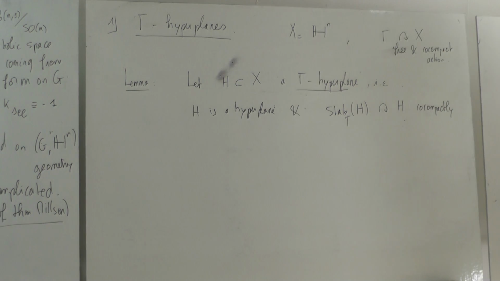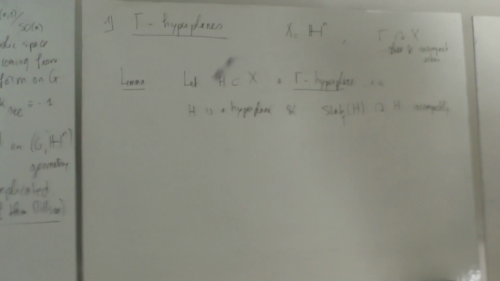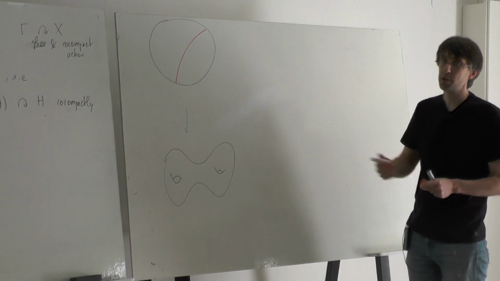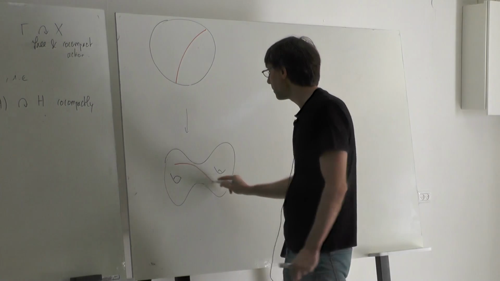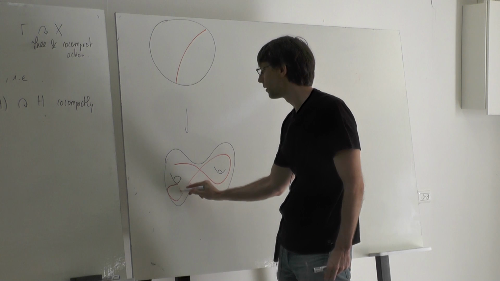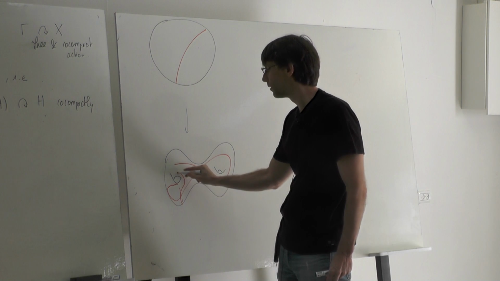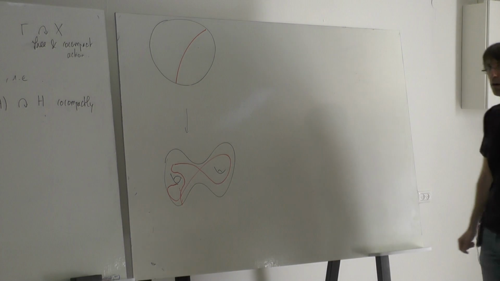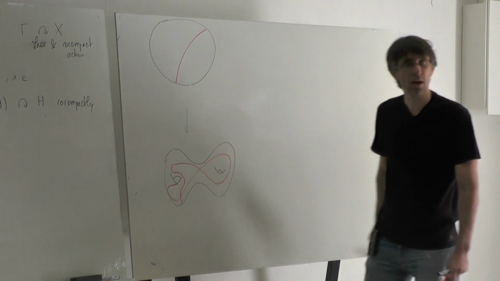So if you want a picture of that, think of the hyperbolic disk as the universal cover of a hyperbolic surface. What is a gamma hyperplane? It's a geodesic here, so that projects onto the surface, onto something maybe complicated. It's not very geodesic, but anyway, it's closed.